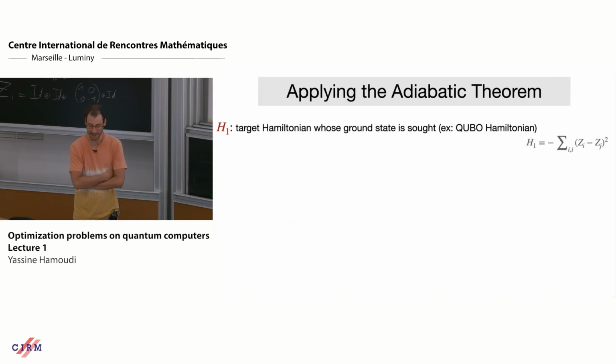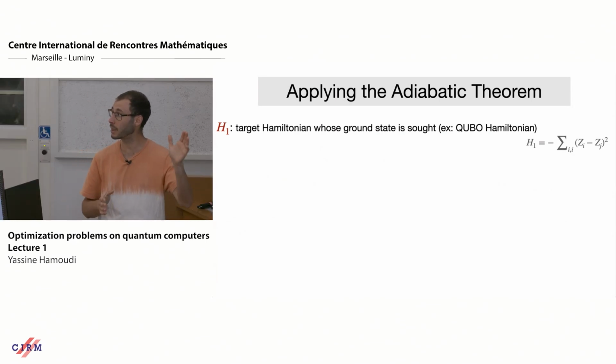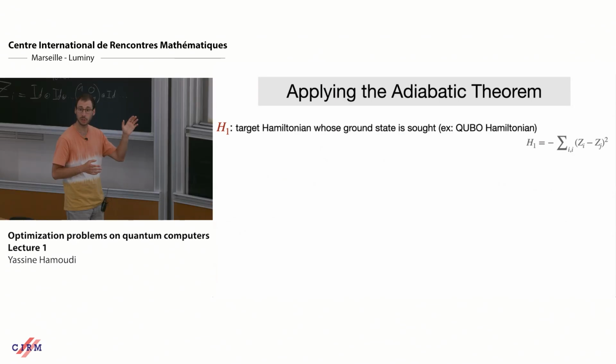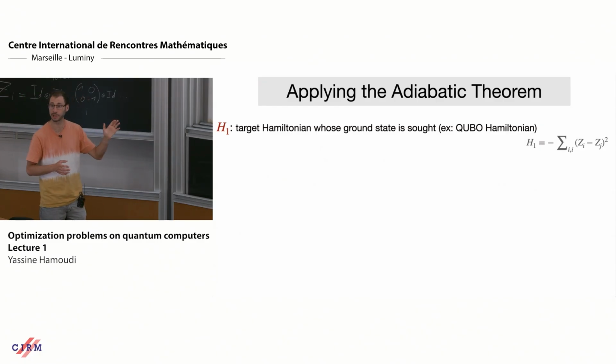So that is applying the adiabatic theorem. So let's say you want to apply it to a stochastic Hamiltonian, let's say a QUBO Hamiltonian. So like that is the Hamiltonian that we have for the max cut problem. So how would you use it in the adiabatic theorem? So first thing is you have some target Hamiltonian in mind. So this is the one for which you want to find the ground state. So this is your final objective.